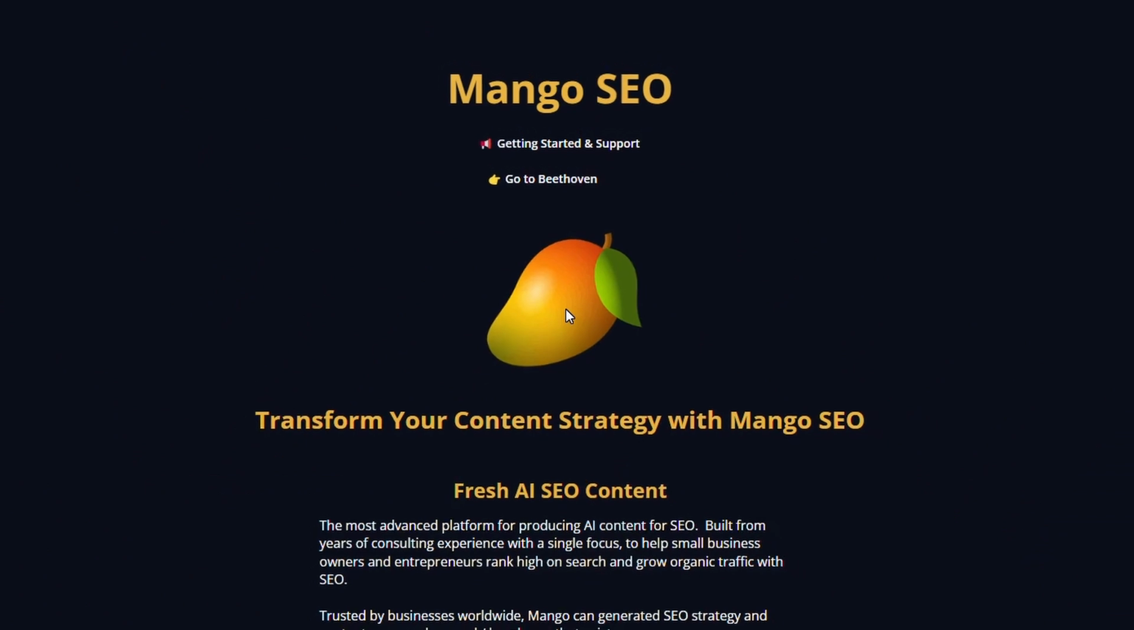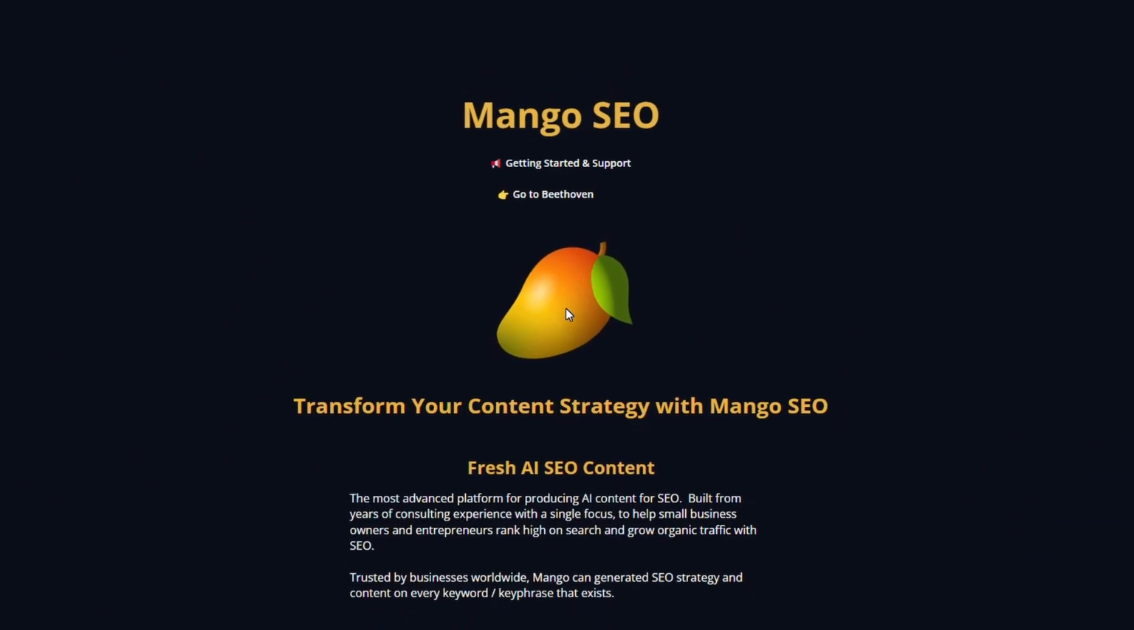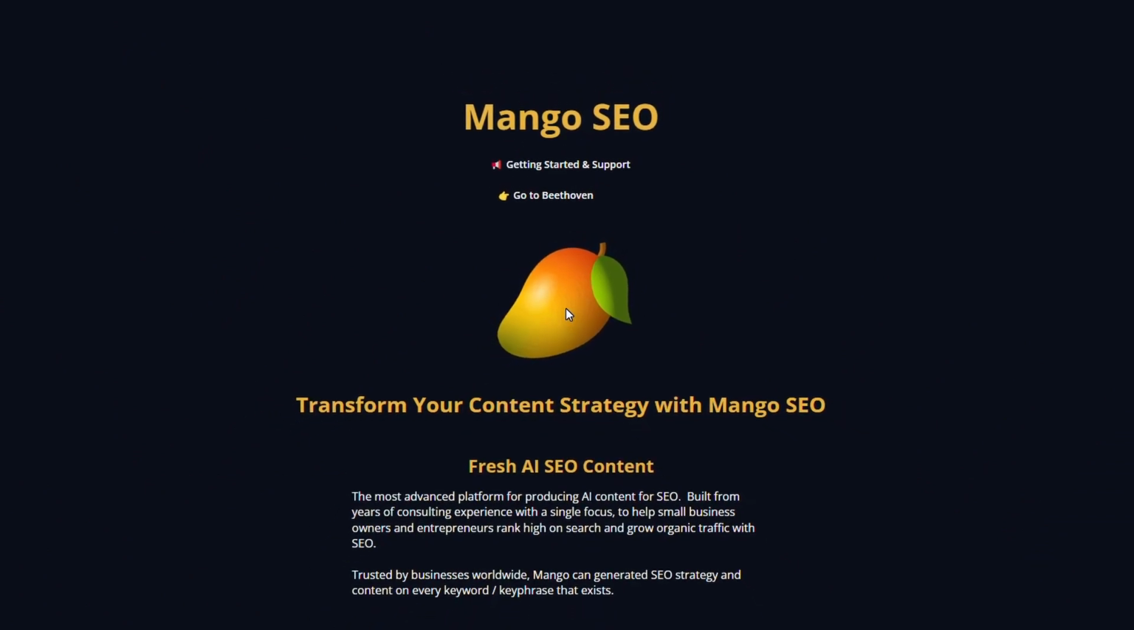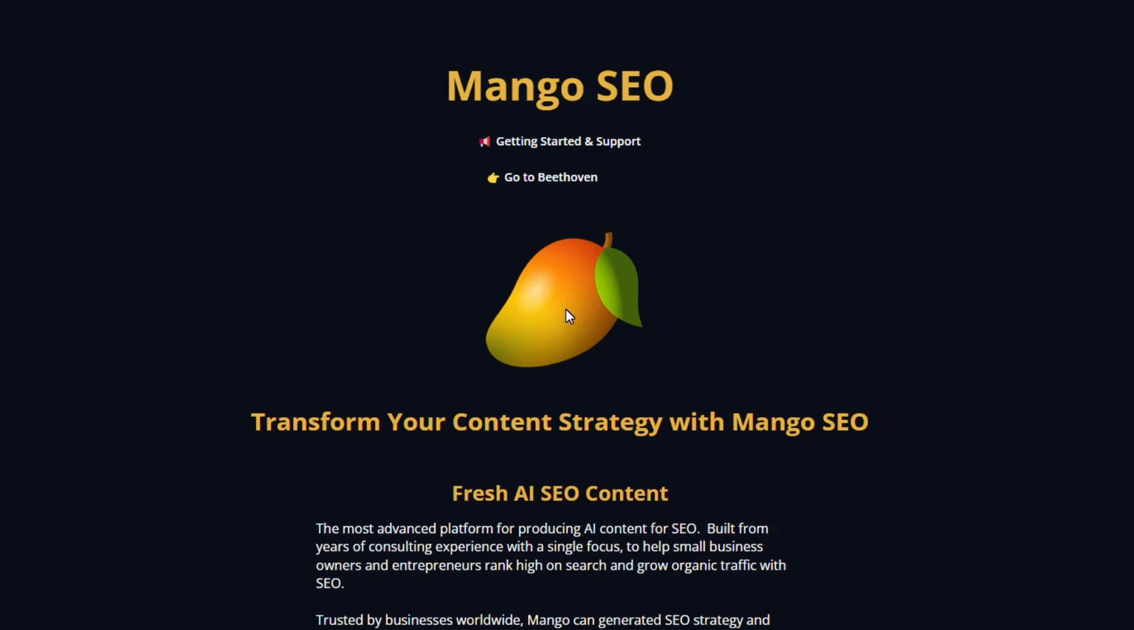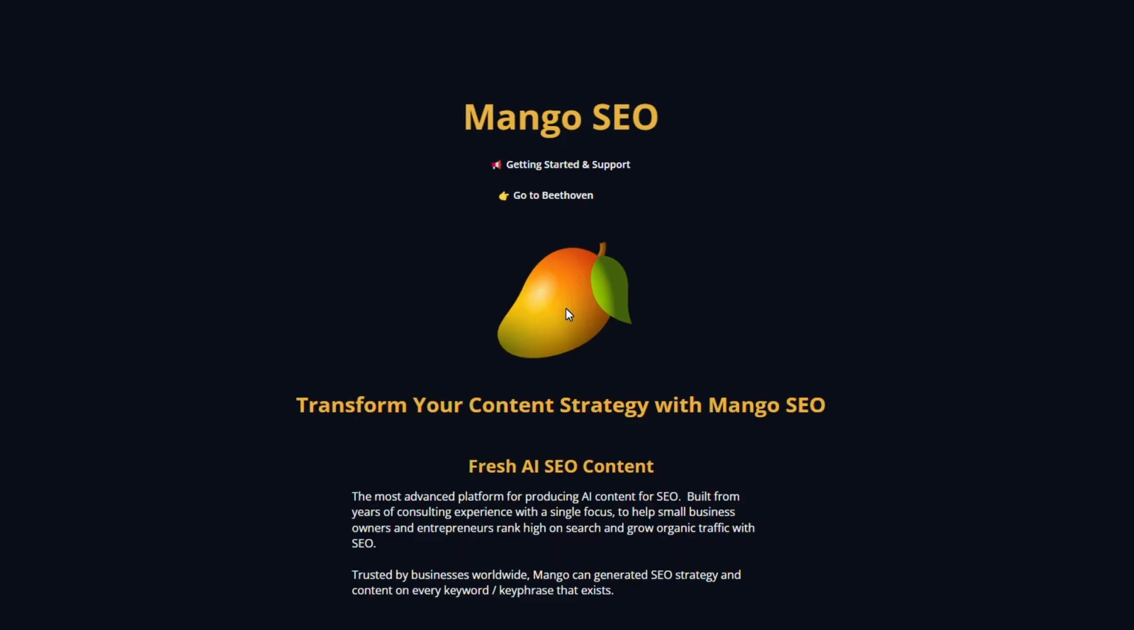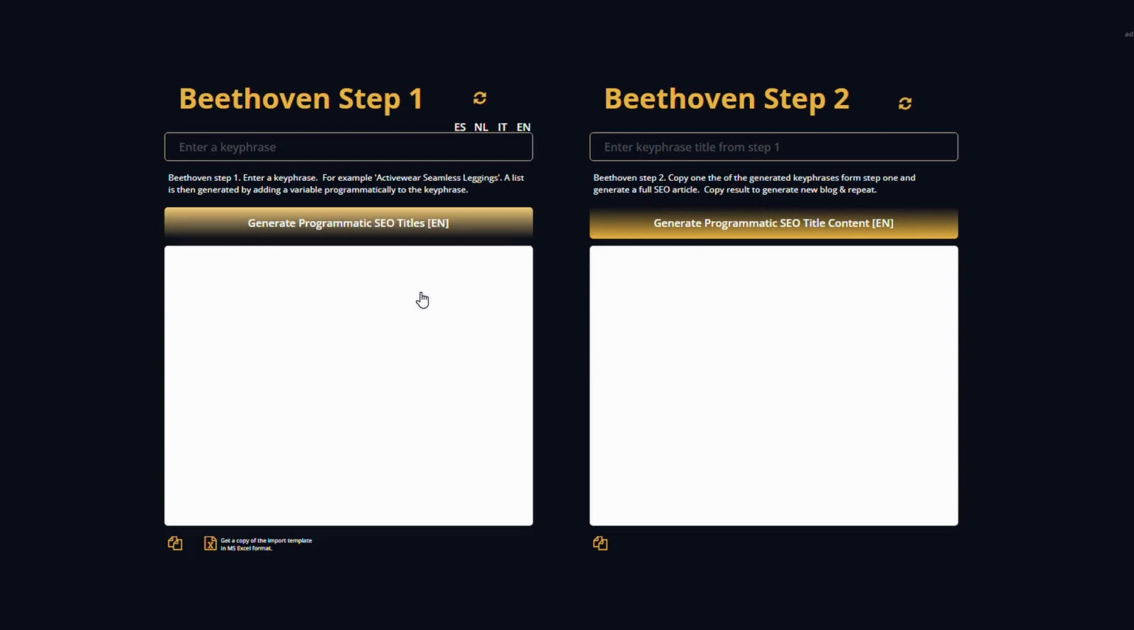So now we're going to start generating our content, and the first step is we're going to build a list of potential titles for articles, and then when we've got that, we'll generate the article itself, and then we'll go on to get the images and load it up. So the first step is we want to get some titles, and to do that we're going to use Mango. So once you're logged in, you just click on go to Beethoven. This module here is going to generate a whole heap of titles for us.